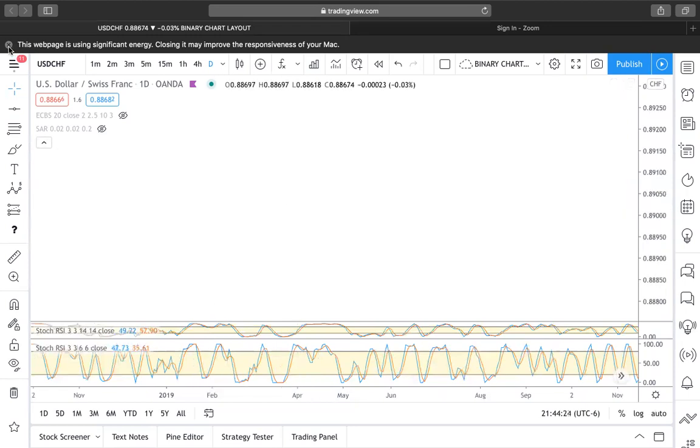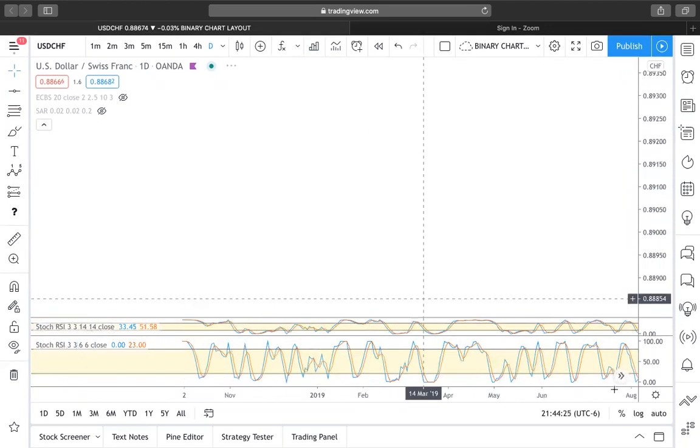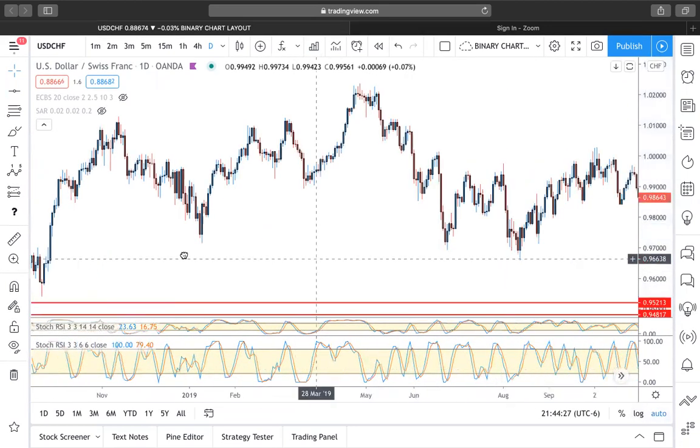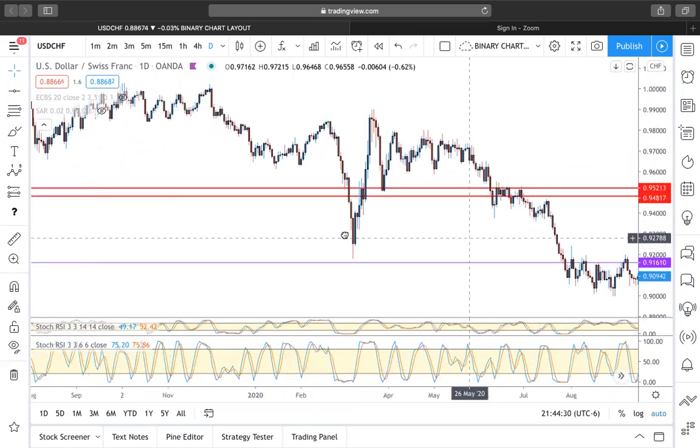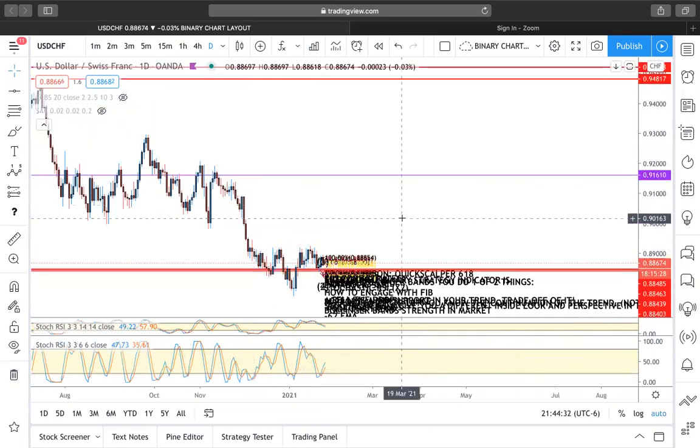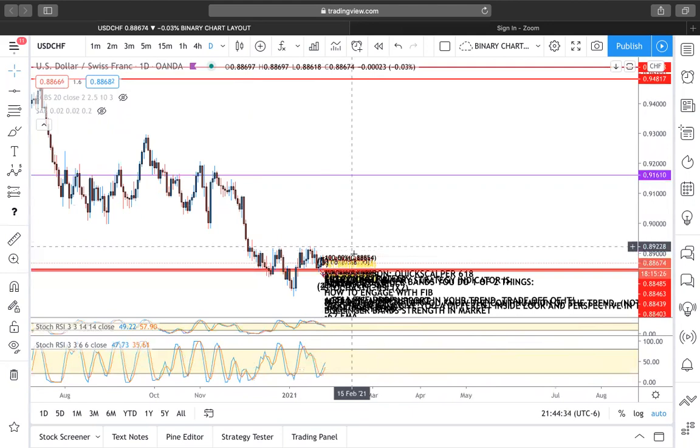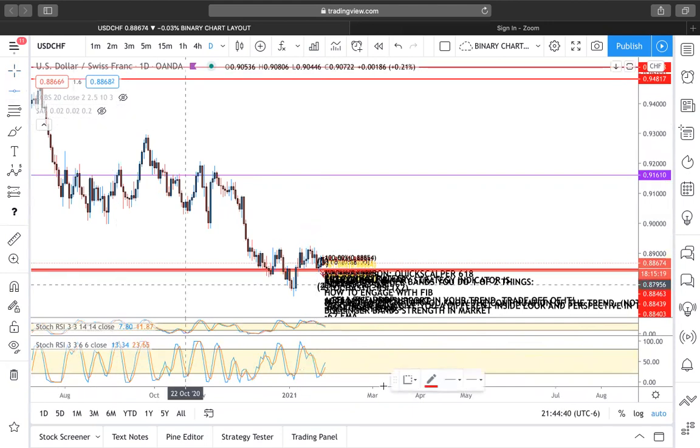If my chart would load, that'd be great. Okay, there we go. So this is the 1 day chart. Oh boy. So we could say the higher high for the last few days.